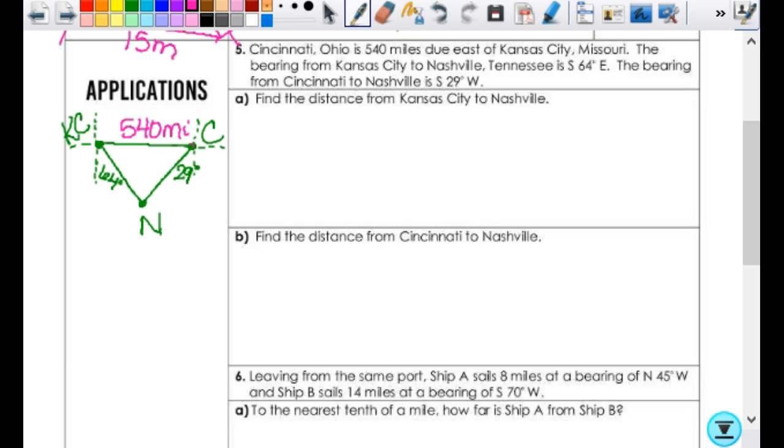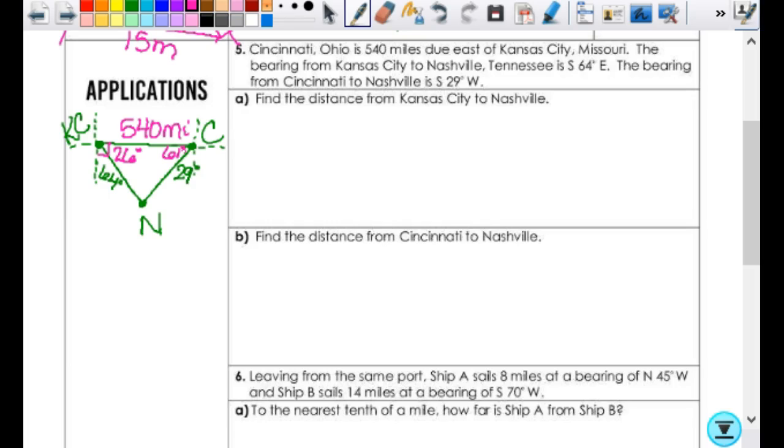Okay, so now I have that this is 540. I don't have any angles inside my triangle. However, since this is a compass, this is a right angle right here. So 90 minus 64 gives me 26 degrees right there. And 90 minus 29 gives me 61 degrees right there.